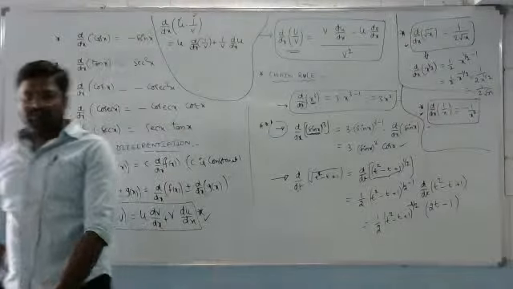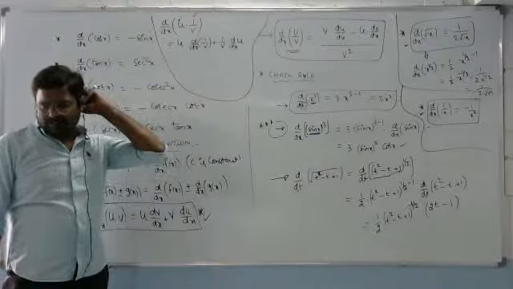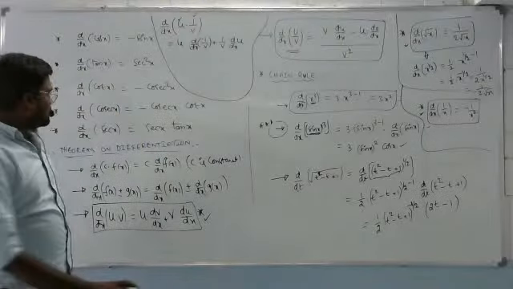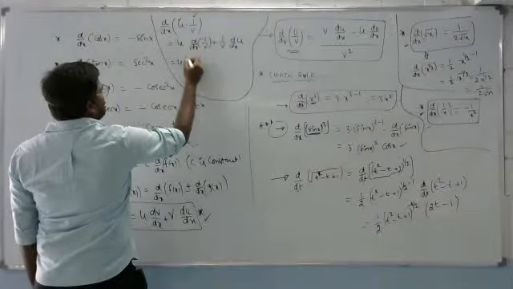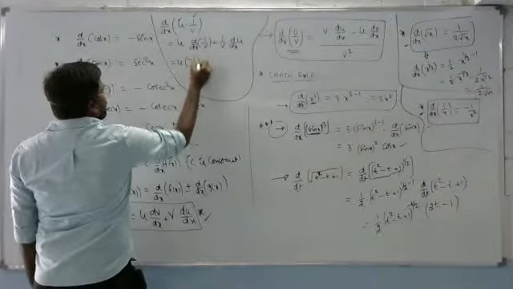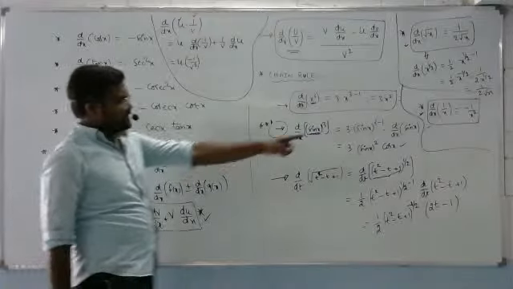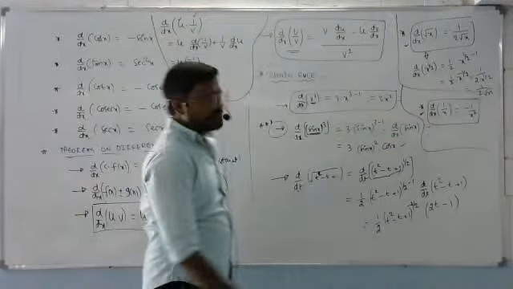D by dx of root x is 1 by 2 root x. D by dx of 1 by x is minus 1 by x square. Now, u into, what is d by dx of 1 by v? Just now I told you: minus 1 by v square.